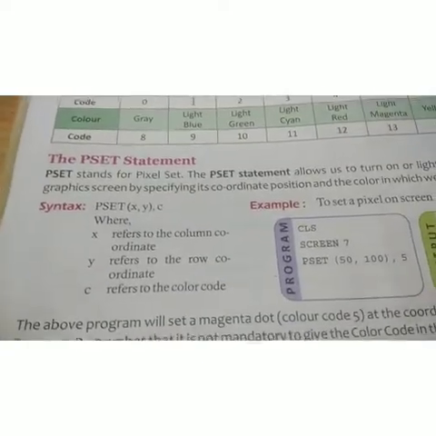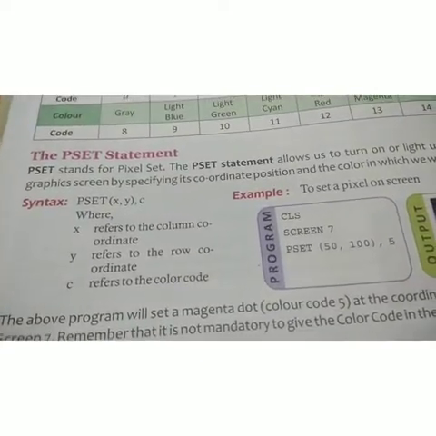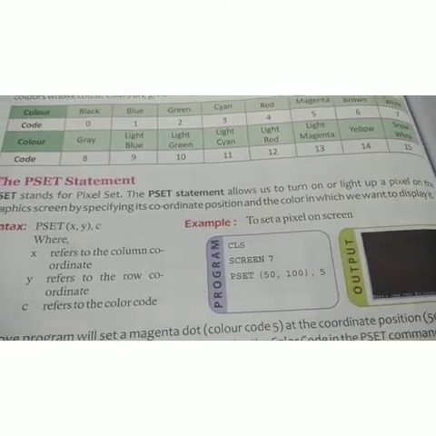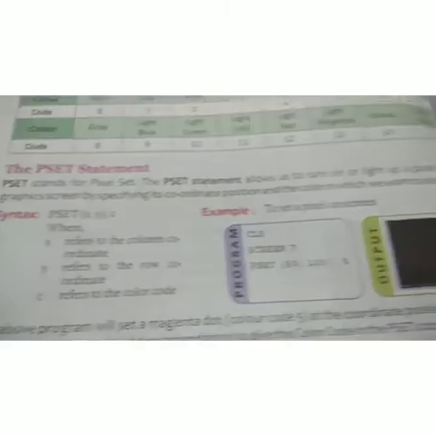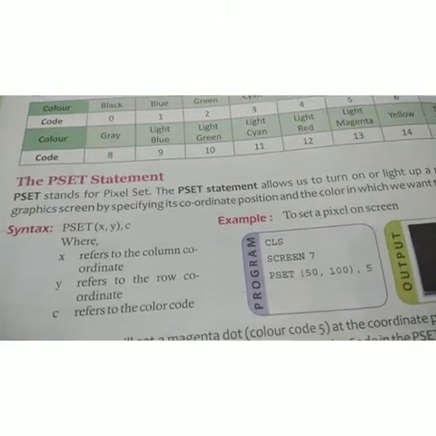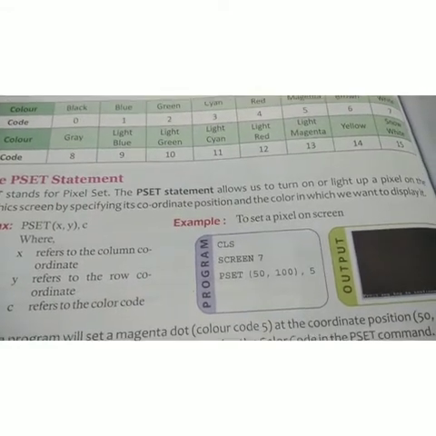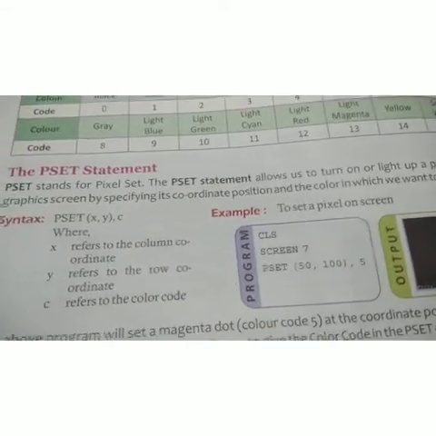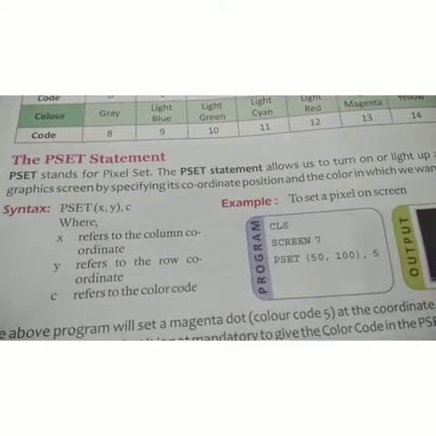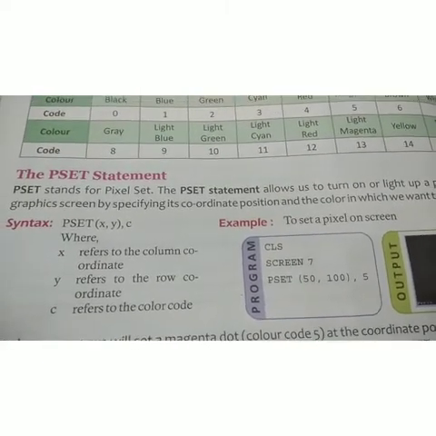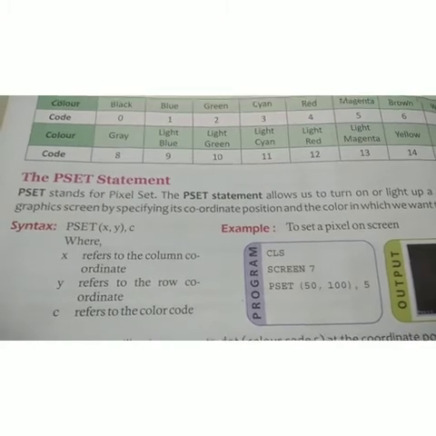Now next, the PSET statement. PSET stands for pixel set. The PSET statement allows us to turn on the light of a pixel on the graphics screen by specifying its coordinate position and the color in which we want to display it. Now next, syntax: PSET (x, y), C, where x refers to the column coordinate, y refers to the row coordinate, and C refers to the color code.